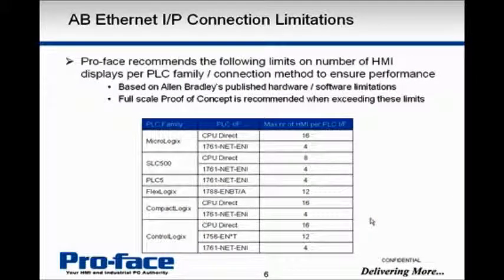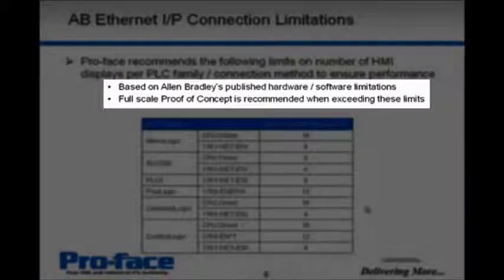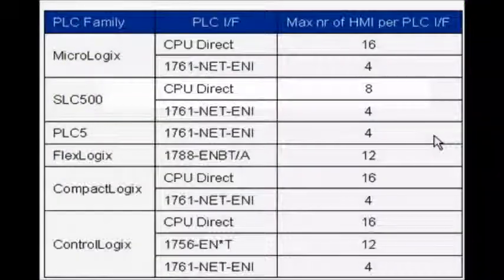When we're making connections to Ethernet IP, Allen Bradley has some recommendations about the maximum number of connections. From a GP Pro EX point of view, we can make up to 16 different PLC connections from one AGP or one Pro-face HMI. But as you can see here, for the various families, Allen Bradley recommends a maximum number of connections which range from 4 to 16. These 4s here are all when using the 1761-NET-ENI, that's basically the serial to Ethernet adapter.